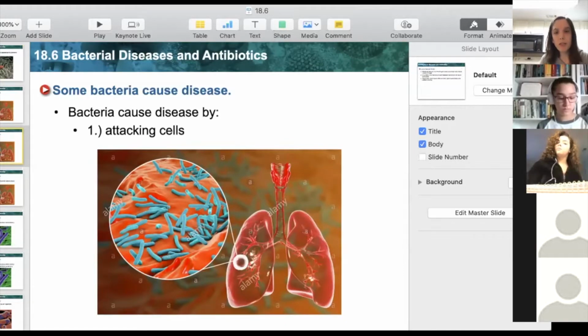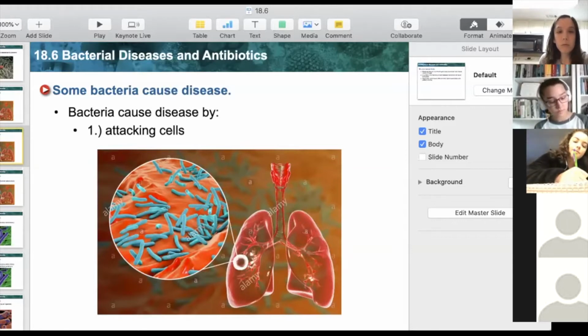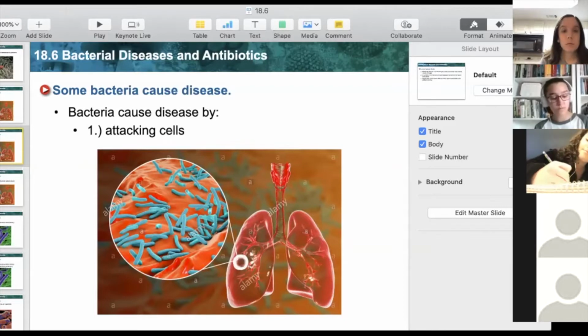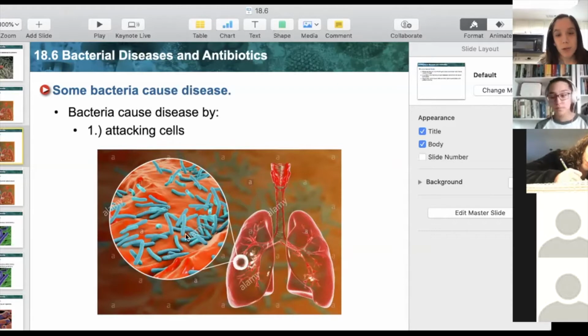So there's two ways that bacteria can cause disease. The first way is by attacking cells. This shows you tuberculosis in the lungs, and the bacteria is in blue on here. The bacteria eats away the lung. So the orange right here is lung cells, and the blue bacteria eats it away.